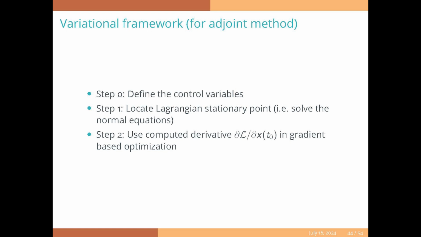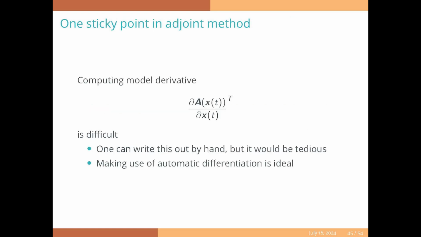And once we have located close to where the stationary point is, we can reintegrate the model and we'll have a reconstruction. There's one sticky point in using this technique for actually computing the derivative. We need to take a full model derivative. That's quite literally what this means, because A is meant to encapsulate what can be a highly nonlinear system of equations, and you need to take a full model derivative of this with respect to the state.